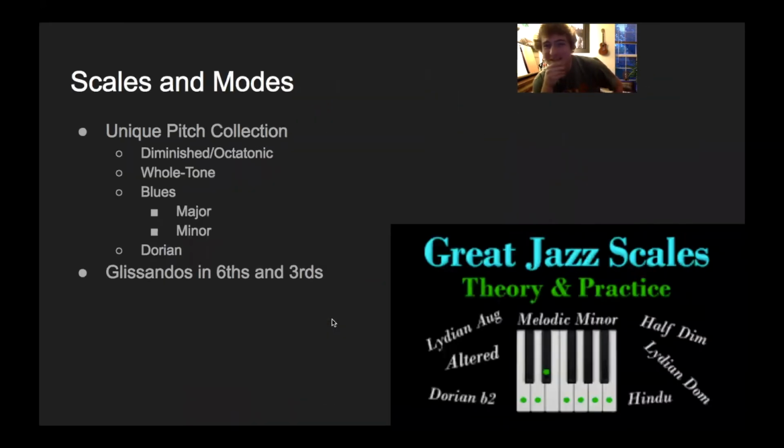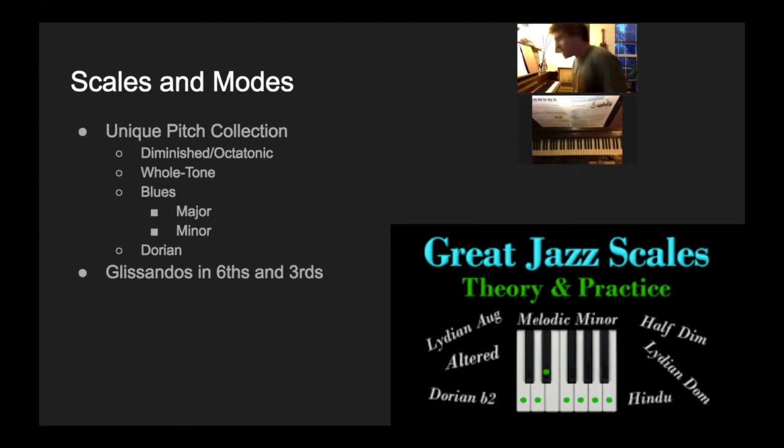All right, scales and modes. We use a different set of scales and modes in jazz, such as the diminished. There's always the blues, of course, the Dorian. Those are pretty common things. Glissandos in sixths and thirds can happen a little bit. So, for example, if you have a melody like Mack the Knife, it would be very common to dress anything up in sixths or thirds as much as you can.